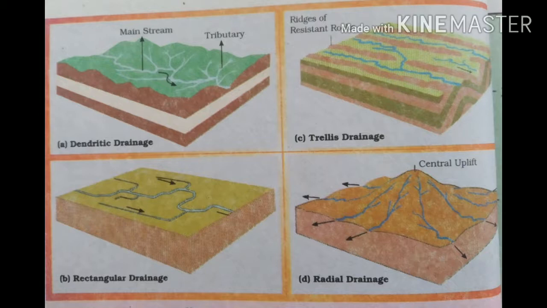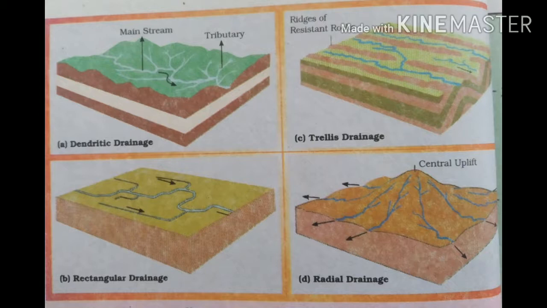Moving on to understand trellis drainage. Students, in this pattern, short tributaries meet long trunk streams at near right angles. They are formed on sedimentary rocks of different resistance to erosion. An example is the Narmada River. The trellis pattern develops when a river is joined by its tributaries at approximately right angles. It also develops when hard and soft rocks exist parallel to each other.